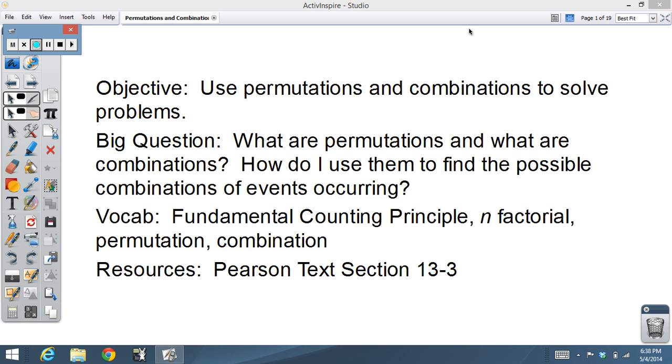It's something brand new probably for most of you, and it will come back, I promise. You'll be doing this next year in Algebra 2, and it continues to come up for the rest of your life. So, permutations and combinations. All right, our vocab: fundamental counting principle, factorials, and then obviously permutations and combinations. And you can find this in the text section 13-3. So let's get into it.